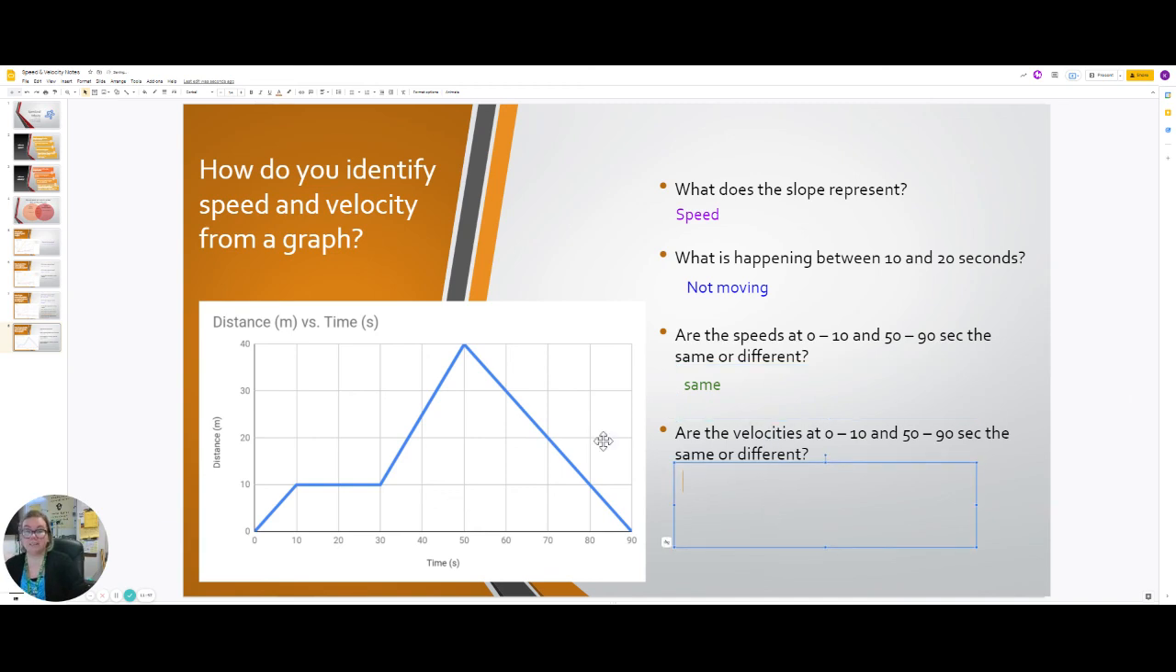And now are the velocities at 0 to 10 and 50 to 90 seconds the same or different? Well, this one's even easier because I don't have to double check that they're the same amount of distance in the same amount of time. I just have to know they're going in opposite directions. And if they're opposite directions, that means their velocity cannot be the same. So they have different velocities, right? Different directions. One's positive, one's negative, not the same velocity.